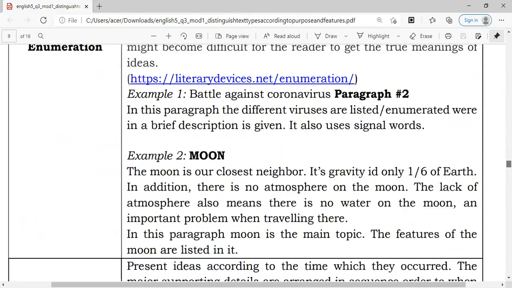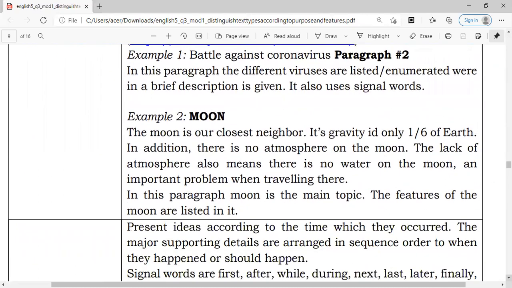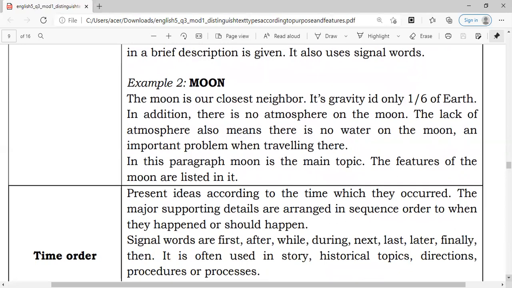We have here another example. The moon is our closest neighbor. Its gravity is only 1/6 of Earth's. In addition, there is no atmosphere on the moon. The lack of atmosphere also means there is no water on the moon, an important problem when traveling there. In this paragraph, the moon is the main topic. The features of the moon are listed in it. So there are listings about the moon.